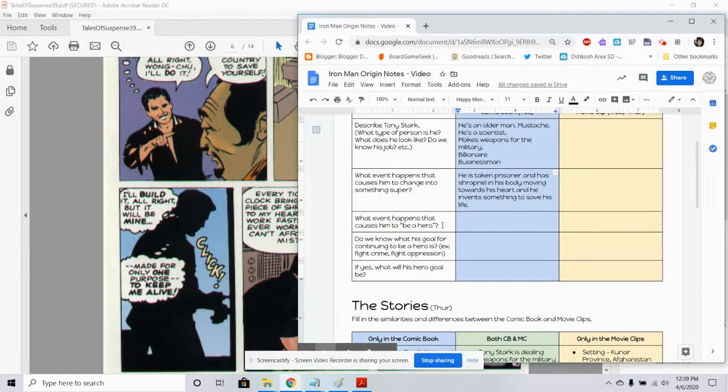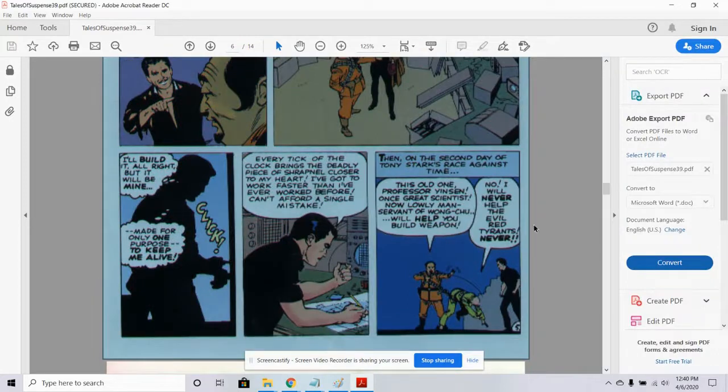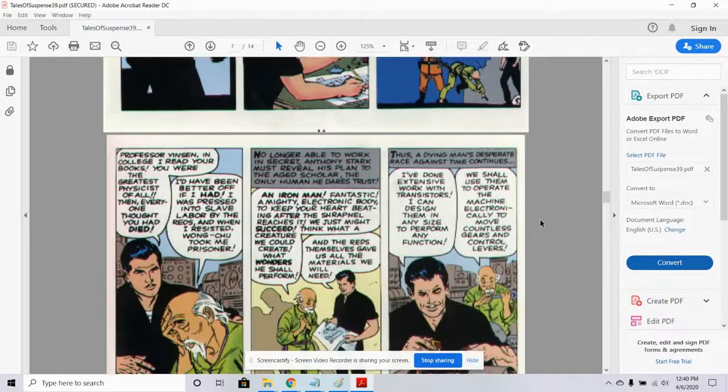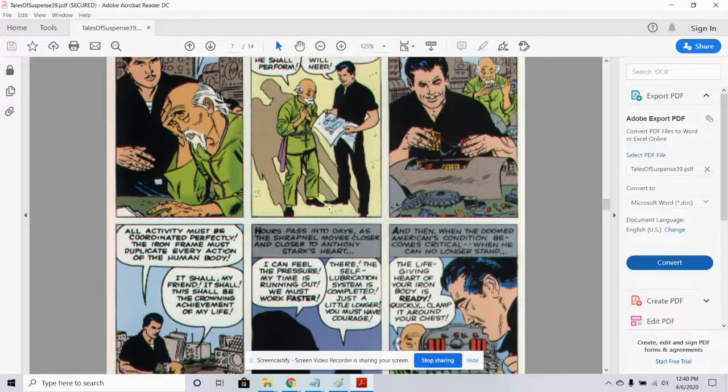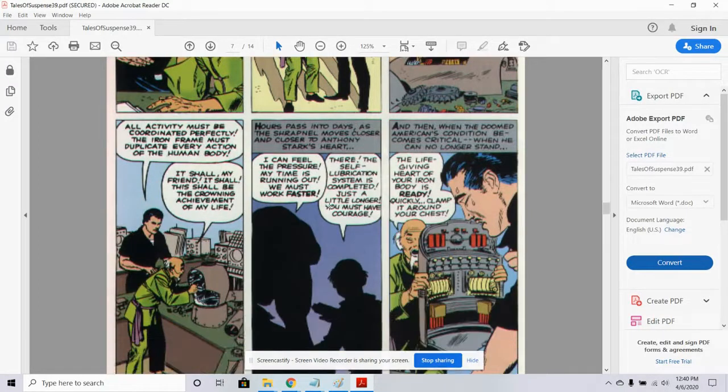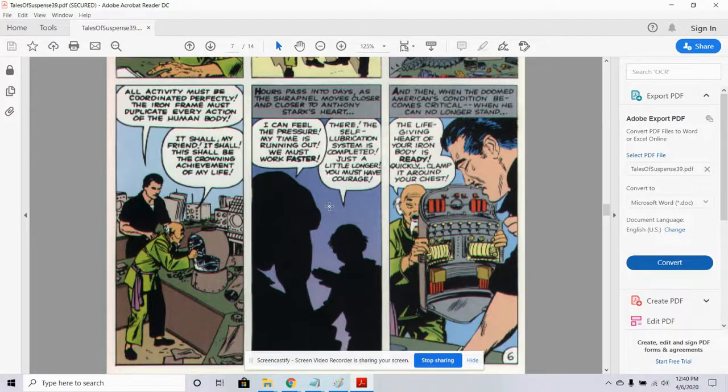Now we have to look at what event causes him to be a hero. So we have the super part of this. We know that he's working on a suit. But while he's in captivity, he meets this man and he wants to work with him. They're going to work together to create his suit. So again, we're watching as he's becoming super, he's getting his powers and things like that.